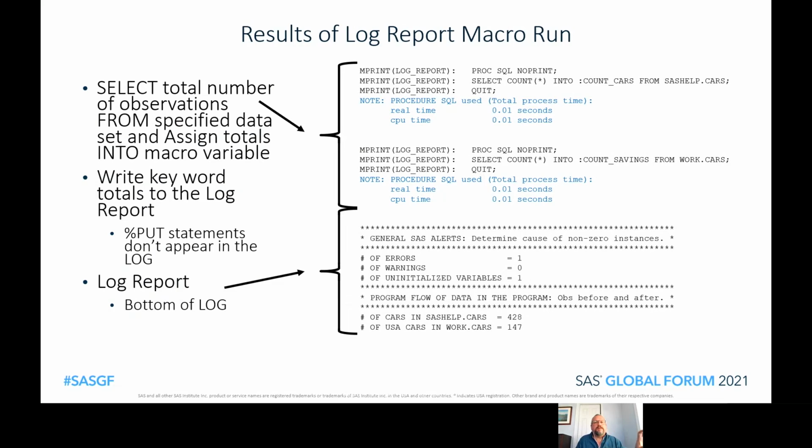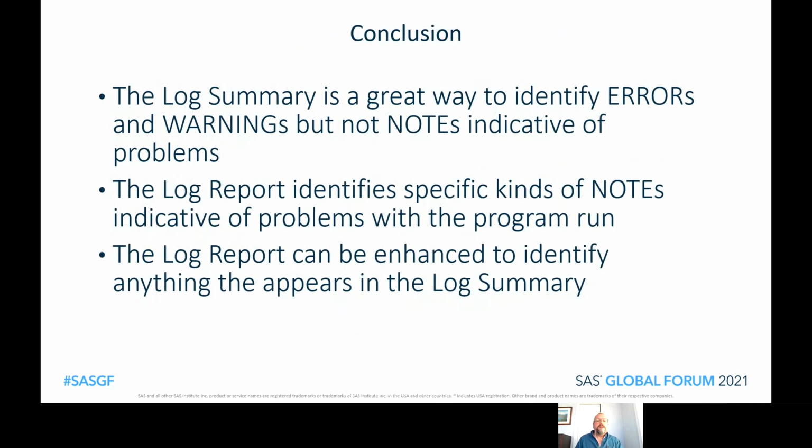It's very similar to the part of the macro that I demoed previously to show how to capture those errors, warnings, and problematic notes. So in conclusion, I want to reiterate that the log summary is a great way to identify errors and warnings, but in my view, for notes it's not as good because it doesn't highlight notes that can be indicative of problems. So in addition to using the log summary for debugging, we developed a log report that identifies specific kinds of notes that are indicative of problems. And, like I showed you with the enhancements of the log report, you can capture any information that appears in the log and report on it. In that example, it was how many observations were in the permanent data set and how many were saved in the temporary data set.